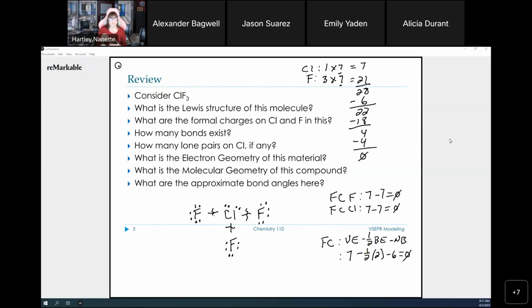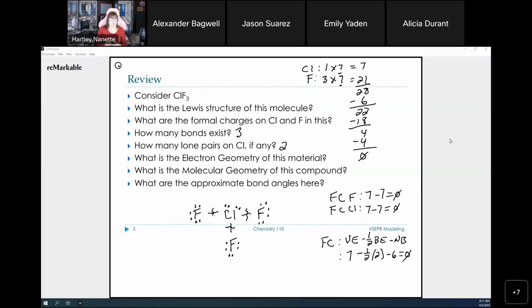Okay, so we've answered our formal charges. There's no formal charge. That's our Lewis structure. How many bonds exist? There are 3 bonds. I see 3, one between each fluorine and the chlorine. Okay. How many lone pairs are on chlorine? There are 2. So this set right here and this set right here. So I have 2 lone pairs on the chlorine.